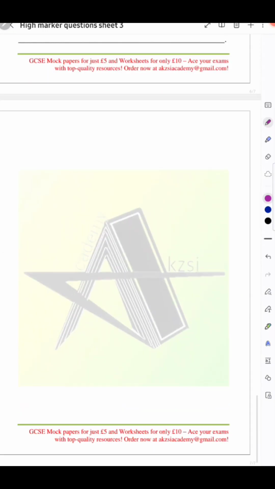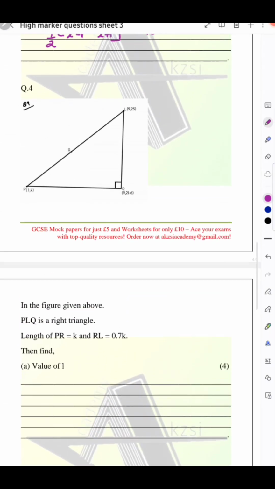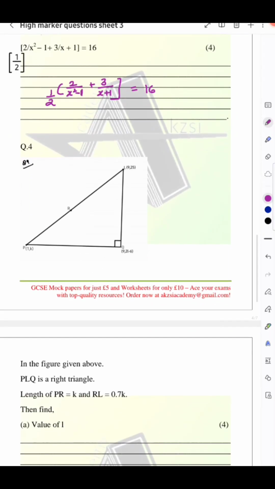Whenever we have indices, we always have to make the base number the same. That's very important. So if half is there and 16 on the right hand side, what comes to my mind is I can make the base 2. So half can be written as 2 to the power of negative, 2 over x squared minus 1 plus 3 over x plus 1, is equal to 16, which can be written as 2 to the power of 4. Now I have already made the base the same.